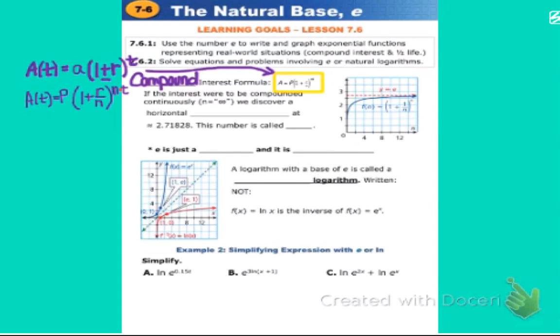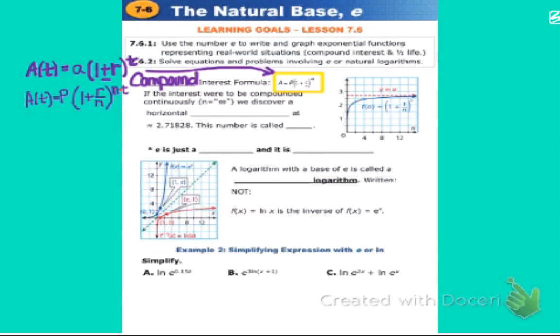Find out what the natural logarithm is and what this number e is all about. Well, notice I mentioned in that first learning goal something about compound interest. Remember, we did a little activity and we've talked in prior lessons about this idea of exponential growth, and specifically about compound interest.